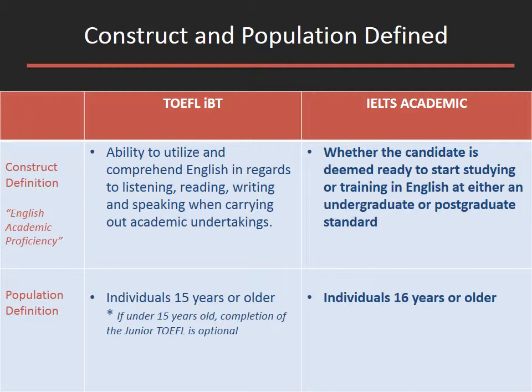Contrasting this definition is that of the IELTS, which defines English Academic Proficiency as whether the candidate is deemed ready to start studying or training in English at either an undergraduate or postgraduate standard. This test is carried out for individuals 16 years or older.